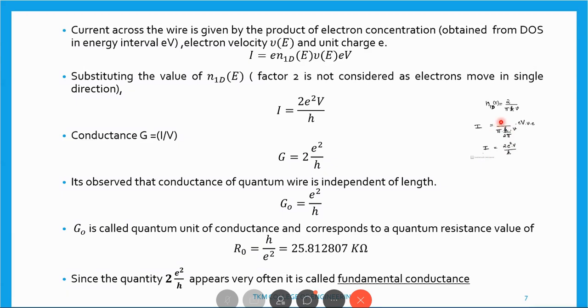The factor 2 is not considered because the electrons are moving only in a single direction, but h bar is equal to h by 2 pi, so that factor 2 is considered. So let me simplify this.